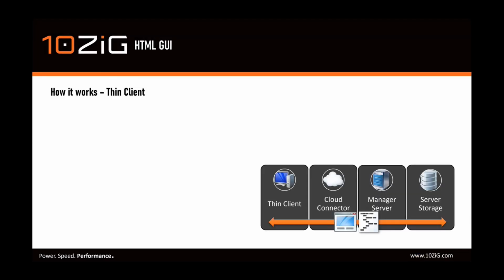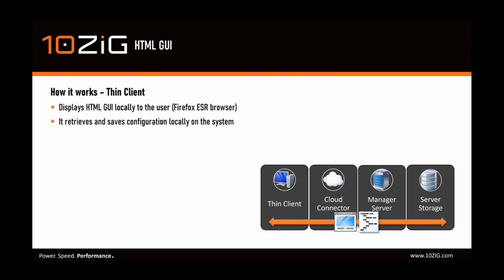Yeah. So this is a bit how it works. Locally on the unit, we're using a Firefox browser, and then obviously when you're using the web console, you're going to use whatever your browser of choice is, Edge, Chrome, of course, Firefox. It retrieves and saves the configuration locally on the system. So what this is talking about here is that from the manager, you're going to retrieve that XML file that I mentioned from the client, and then it's going to store it.